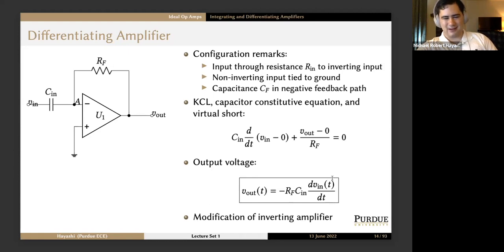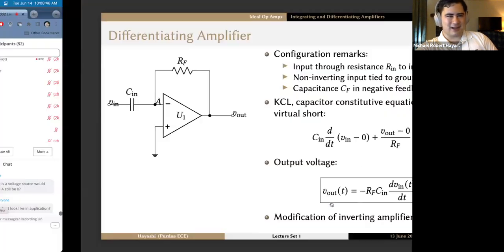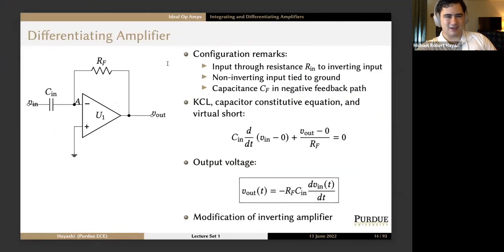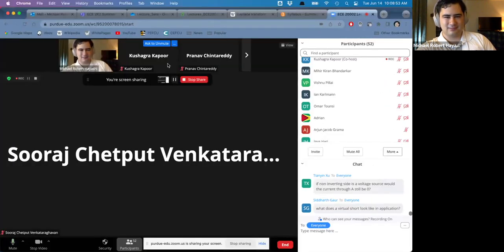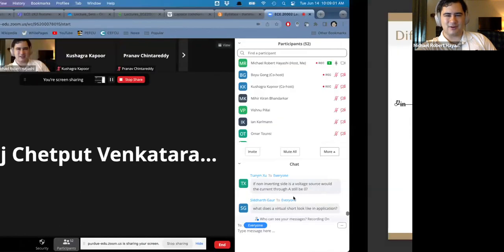Again, the goal is not to memorize these things, but to recognize these sorts of patterns and be able to derive their output voltage relationships on the fly. Any questions? This ties up the first section, the first topic on ideal op amps. Hearing no questions, we'll go ahead and press on.